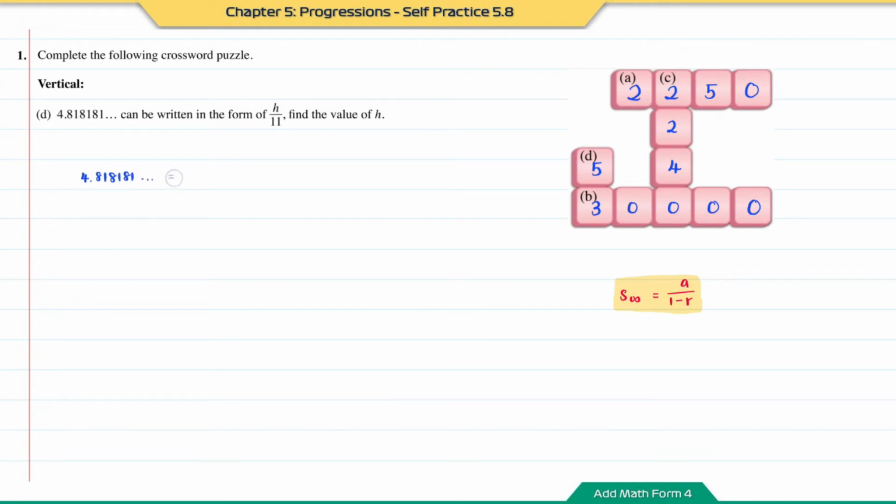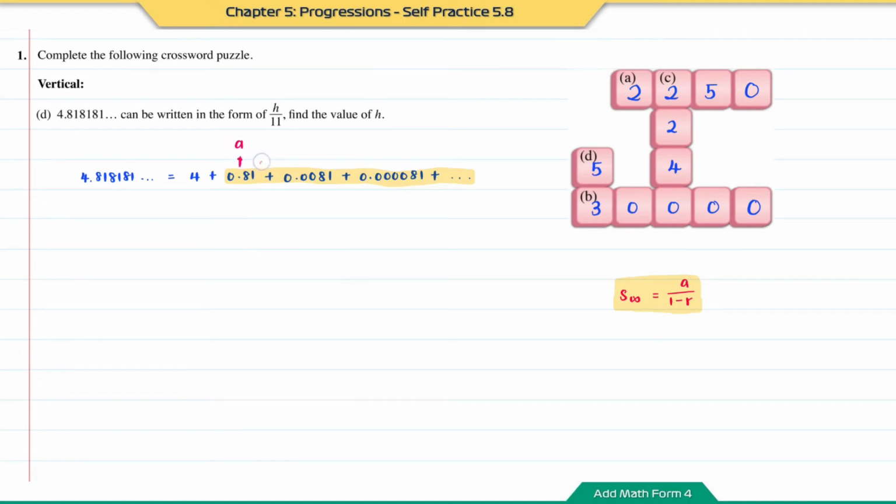4.818181 and so on, we can split it as 4 plus 0.81 plus 0.0081 plus 0.000081 and so on. And for these decimal parts here, it's going to form a geometric progression. So this 0.81 here will be the first term.